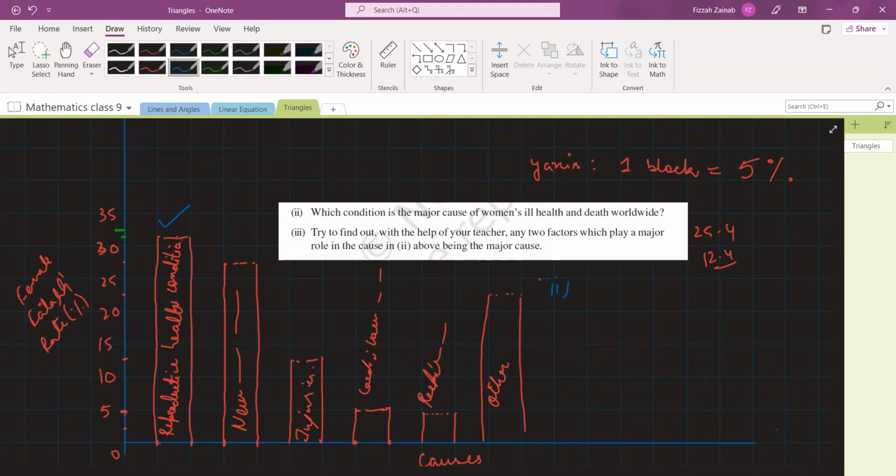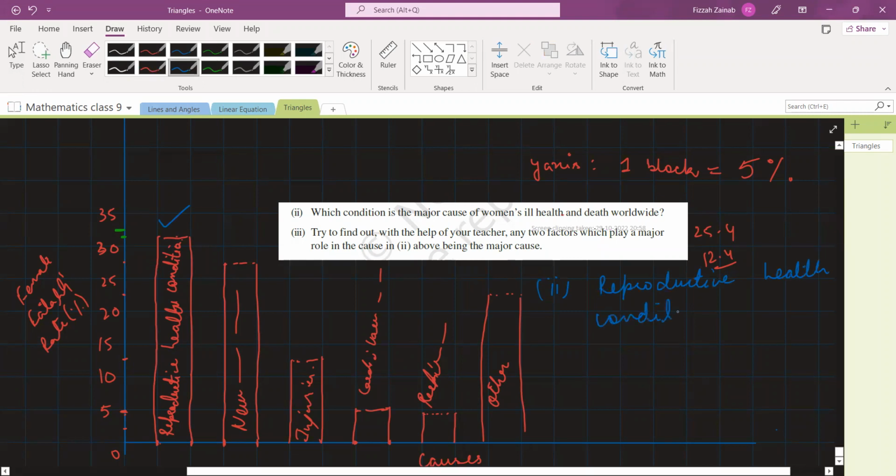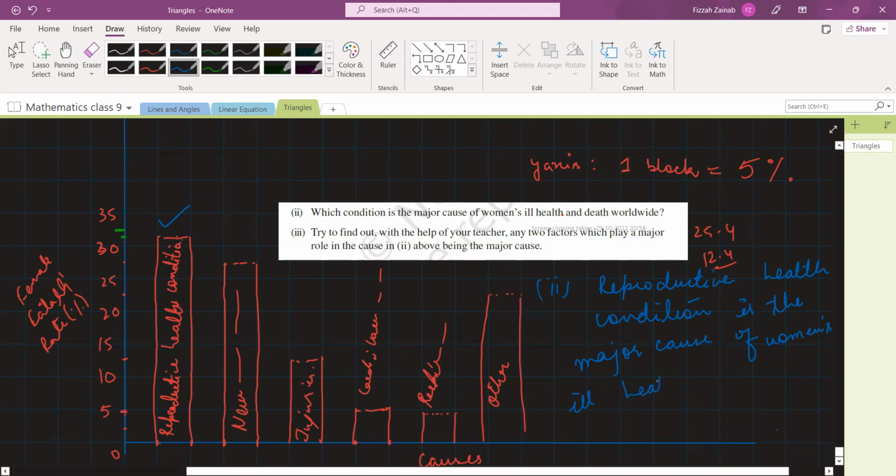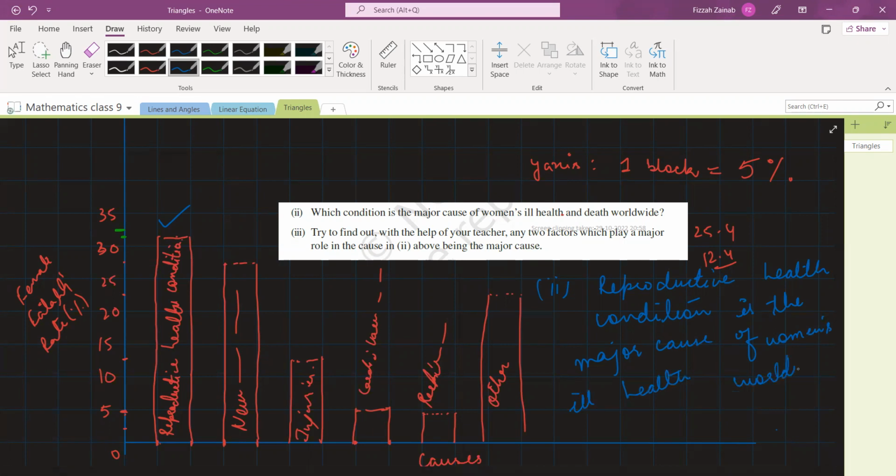So the second part you will answer like this. Reproductive health conditions is the major cause of women's ill health worldwide, right?